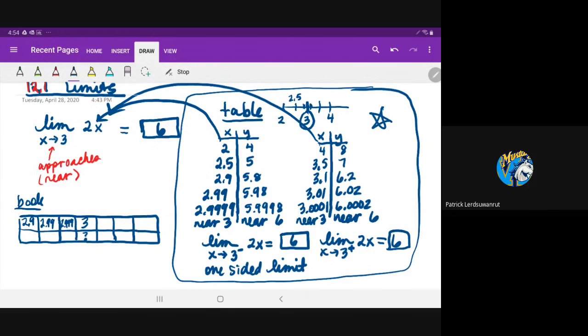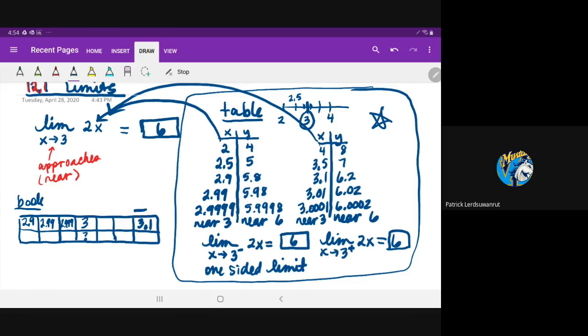Okay, so let me go back to this. Okay, so what do you think they put on the other side? Patrick, if they're different, then there's no limit. That means they don't match. Yeah, so 3.1 is on the other side. Now 3.1 is farther away, right? So 3.1 is like that.